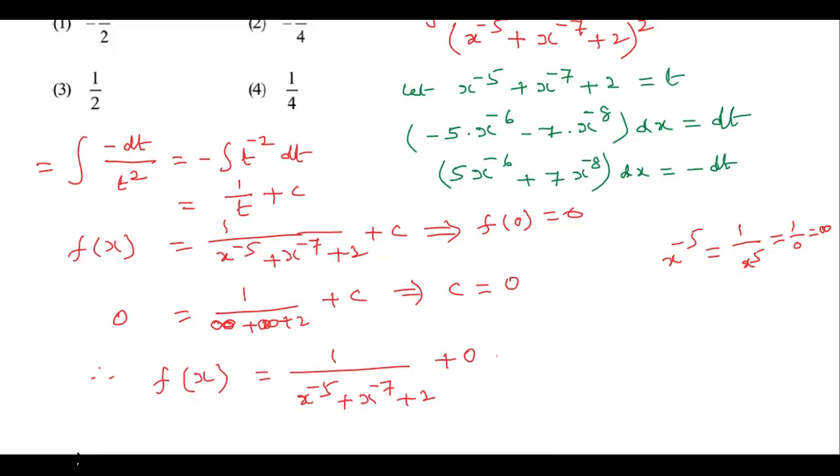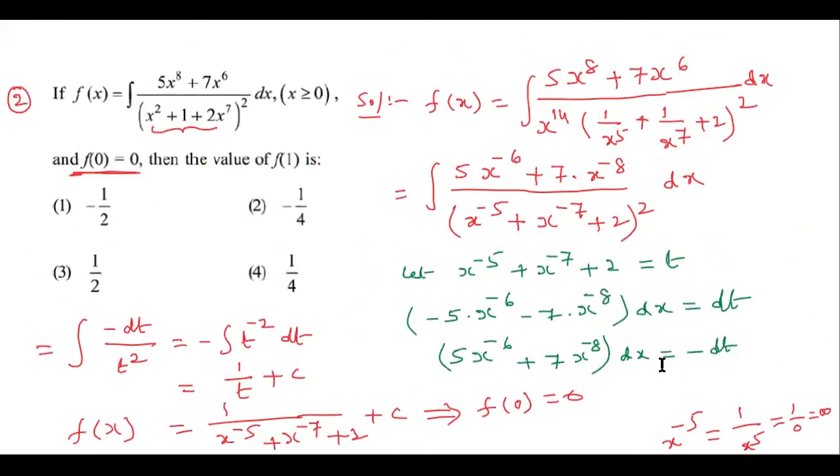So now we need to find f of 1. F of 1, that is equal to 1 by x power minus 5 means 1 by x power 5. That is 1 by 1 plus 1 by 1 plus 2. Overall answer is 1 by 4. So see that f of 1 value is 1 by 4. Which option is correct? Fourth option.